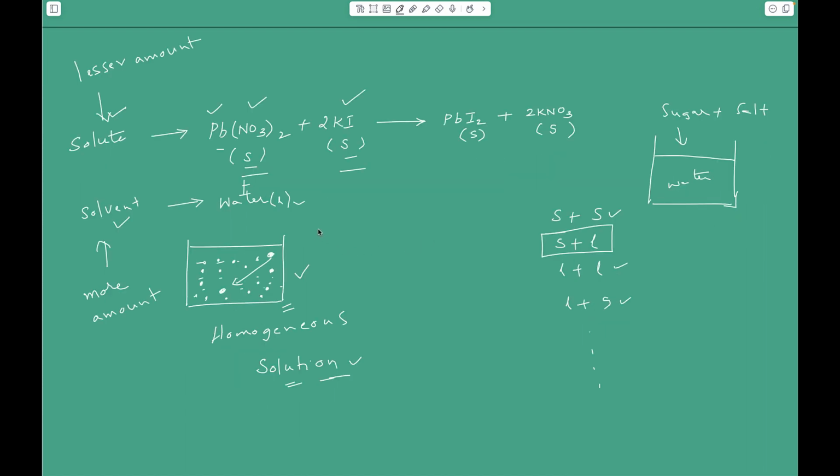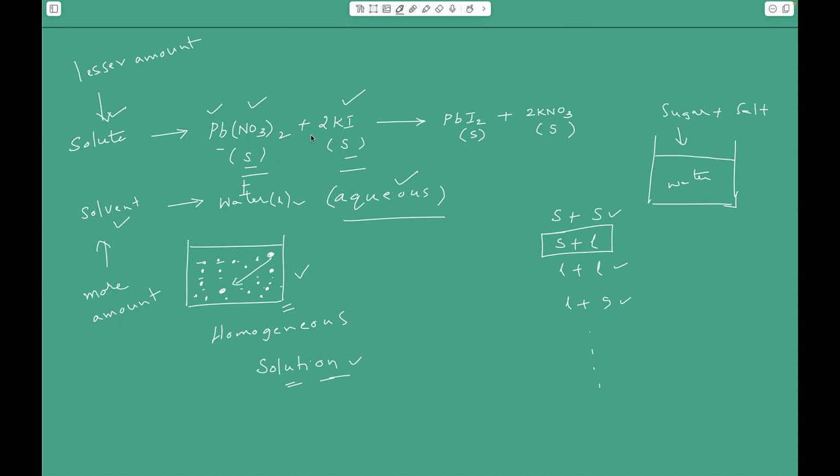Now, a solution in which water is the solvent is known as an aqueous solution. We have a special name for solutions in which water is the solvent. It is called aqueous solution. Aqua means water. Solution in water is an aqueous solution.